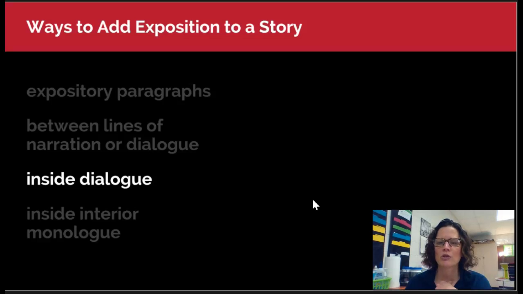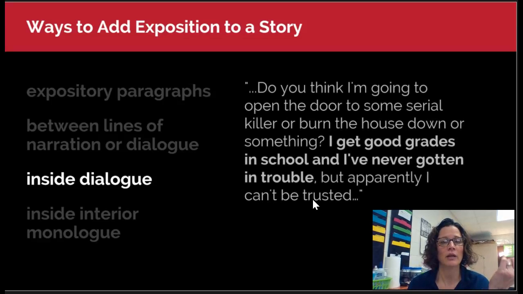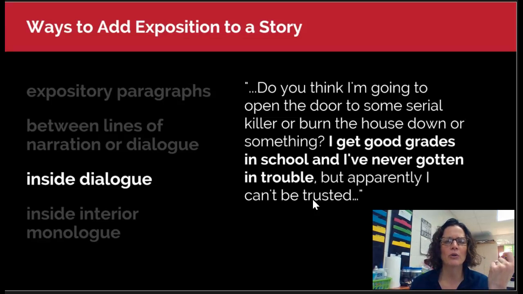Another way to add exposition is right inside a line of dialogue. In other words, have the characters say something that provides information about them. Like in this example, do you think I'm going to open the door to some serial killer or burn the house down or something? I get good grades in school and I've never gotten in trouble, but apparently I can't be trusted. So this is a way that they're able to give you information about this character. They're a good student. They don't get in trouble.